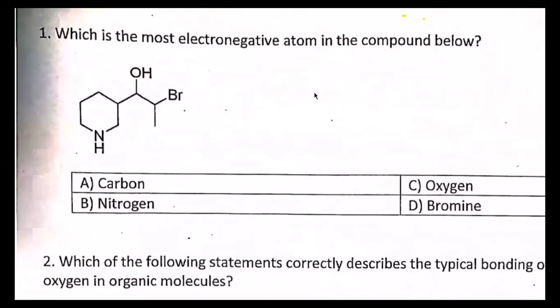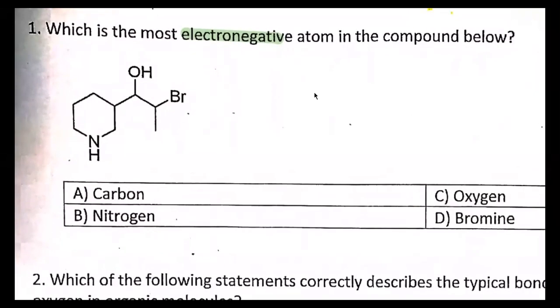So in this molecule, it asks what's the most electronegative atom, right? Which one is it? It can't be any of the carbons, right? So it's going to be between nitrogen, oxygen, and bromine. So you need to know your periodic table, right? It's carbon, nitrogen, oxygen, and then group 7 would be fluorine, chlorine, and bromine.